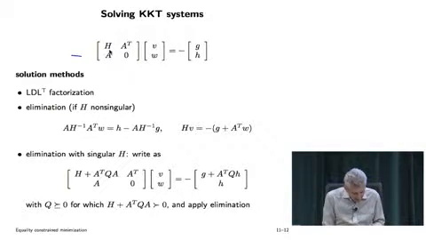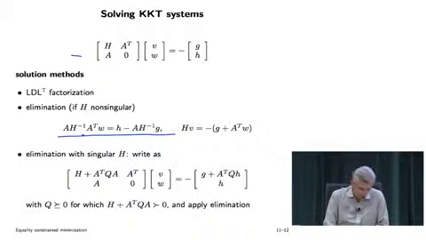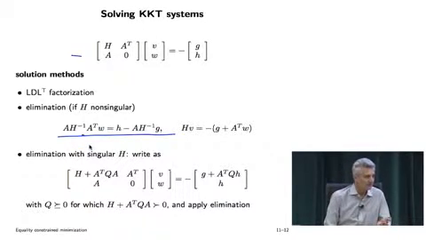So if you eliminate the V here, you end up with a system that looks like this. By the way, that is the negative Schur complement of that matrix, right? Because the Schur complement is 0 minus A H inverse A transpose. That's the Schur complement, well, with a minus sign, okay? So that's a Schur complement.